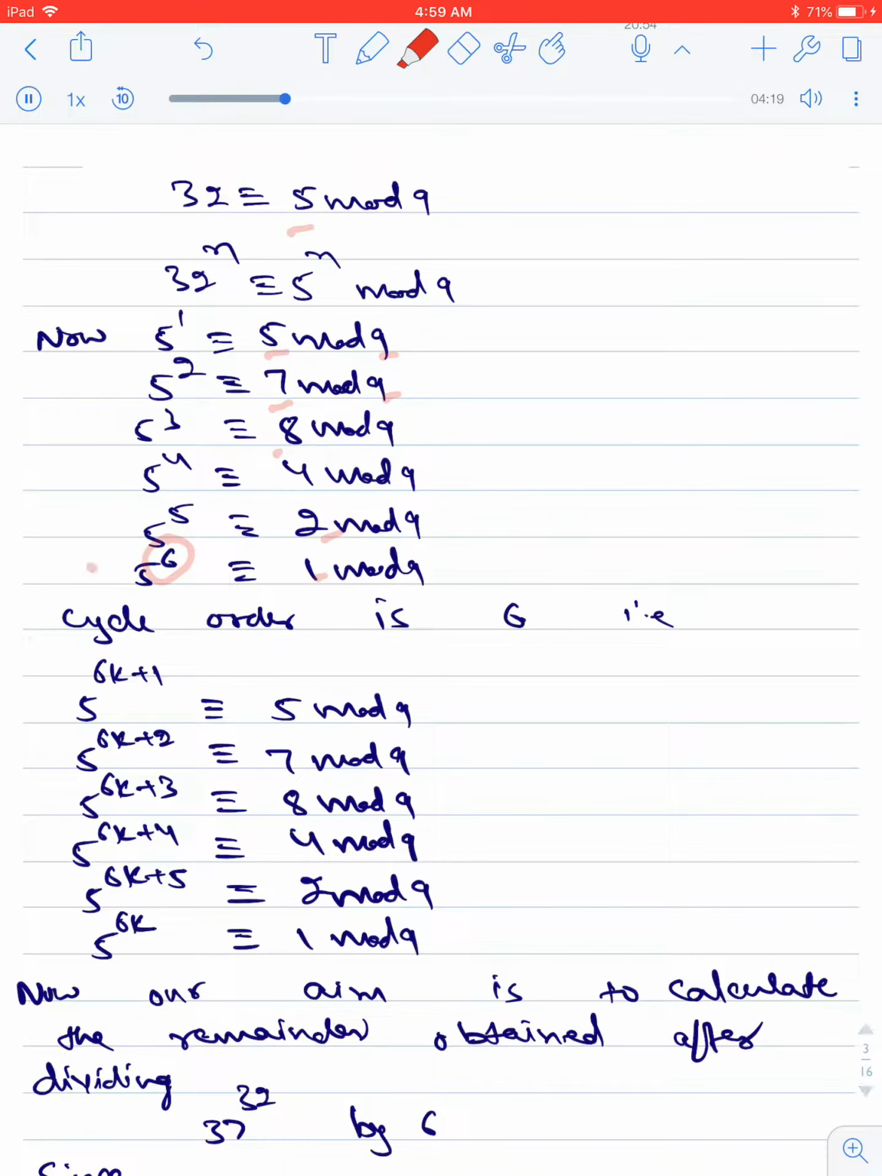That is, once we get the remainder 1, if we multiply both sides by 5 again, 5 raised to 7 leaves the remainder 5. 5 raised to power 8 leaves the remainder 7.